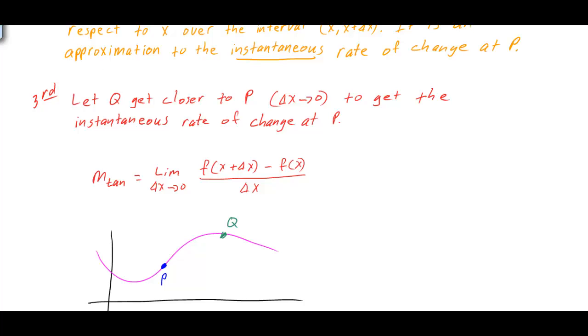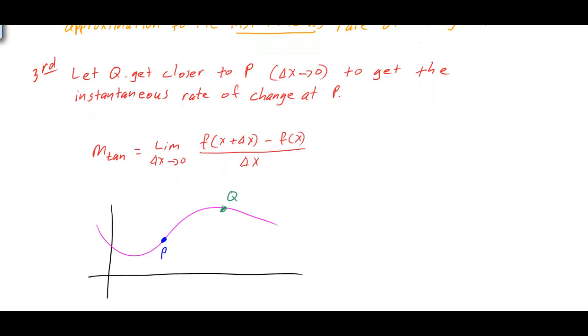Now let's look at a third step. Let point Q get closer to point P. Down here we said this was delta x, the distance between point P and Q on the x-axis. So what happens as Q gets closer to P? For example, what if I move point Q here? Now we have our secant line, and then if we move Q closer, we have this line. And then what happens if we move Q even closer and closer?